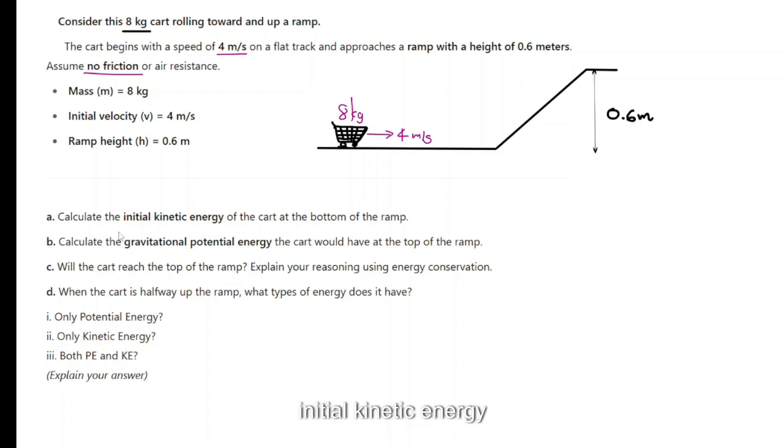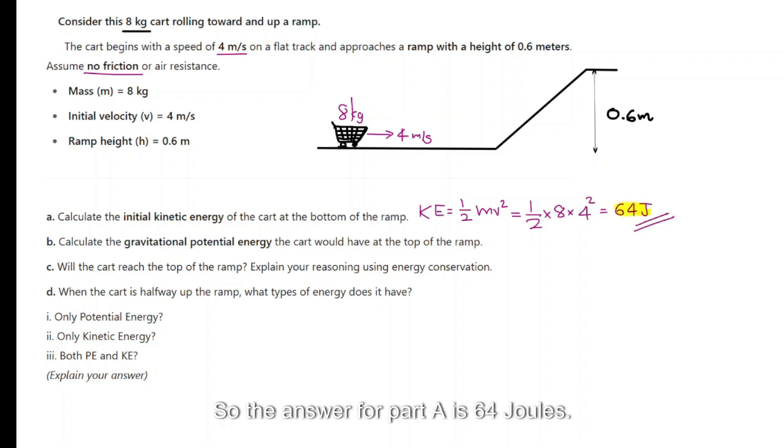Calculate the initial kinetic energy of the cart at the bottom of the ramp. So the initial kinetic energy is equal to half mv squared. Write the formula and just substitute. So the answer for part A is 64 joules.